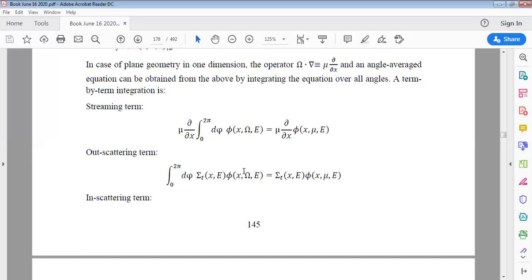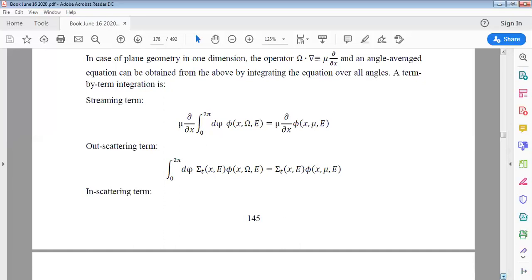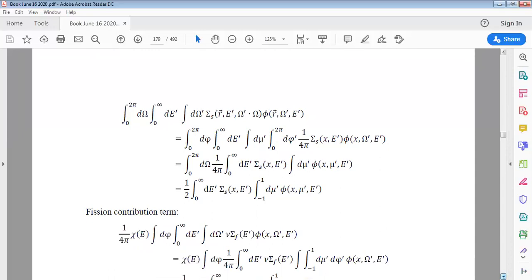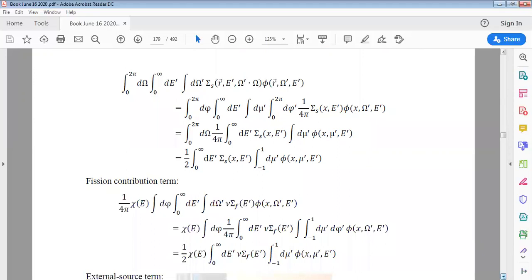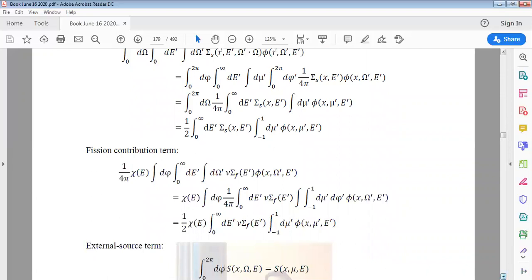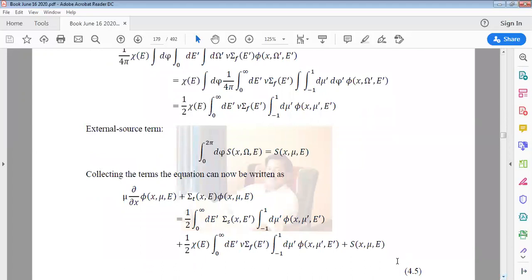Similarly, the outscattering term, I'm going to integrate that over 2 pi and I get such a simple term. I'll do the same with the inscattering term and I get a simple term over here. I'll do the same with the fission contribution and I get rid of all the messy terms. And I come to a very simple, good-looking equation, which you see over here, 4.5. So I've got rid of the phi, the azimuthal angle.